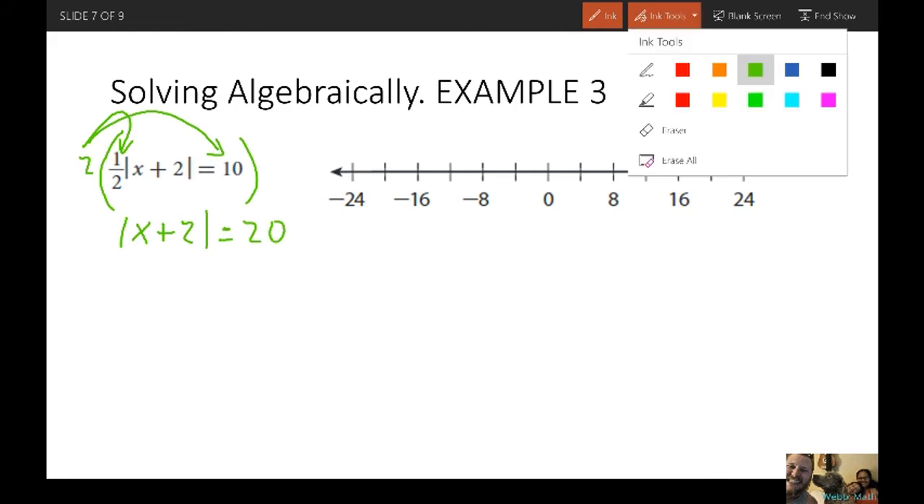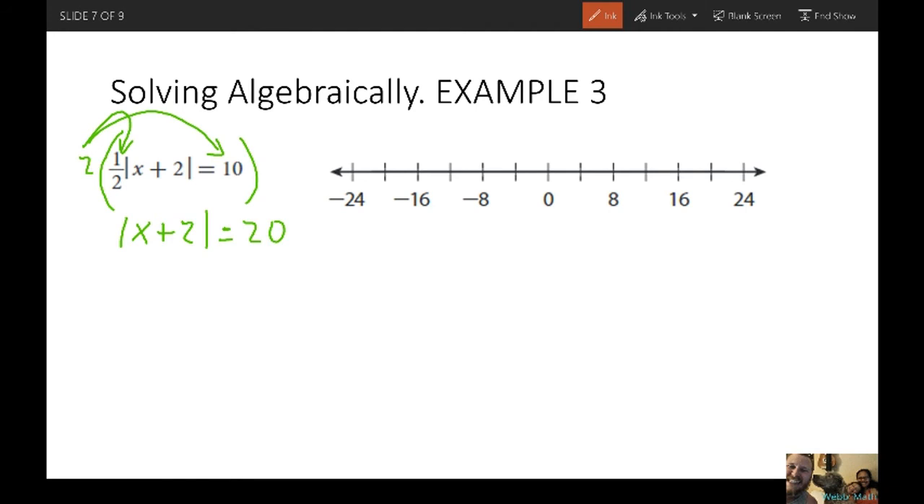Now we can go ahead and set up our disjunction. We have x plus 2 equals positive 20, or we have x plus 2 equals the opposite of positive 20, which will be -20.